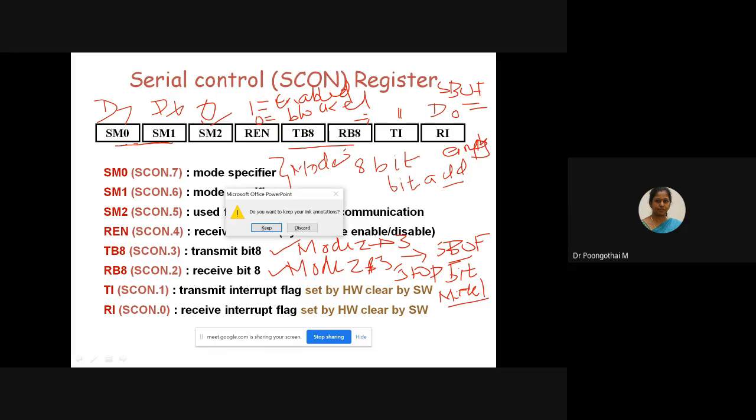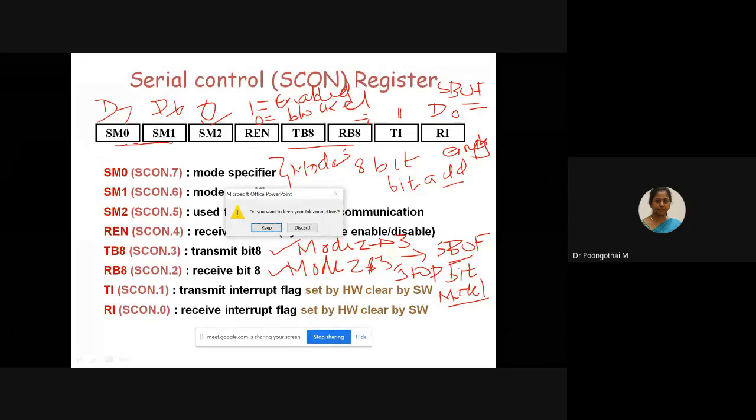So during the transmission, when the data byte is completed and transmitted out of your 8051, in that case your SBUF register is empty. At that moment, your TI flag is set to indicate that your microcontroller is ready to transfer another data byte, which means that your SBUF register is empty.